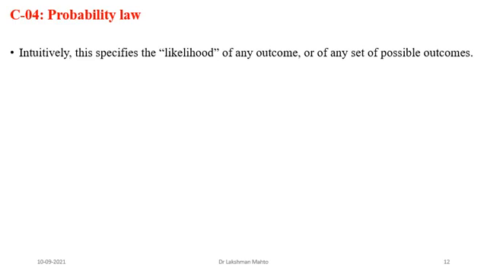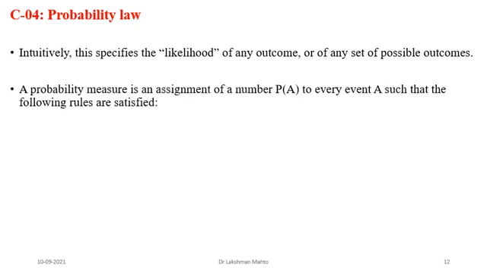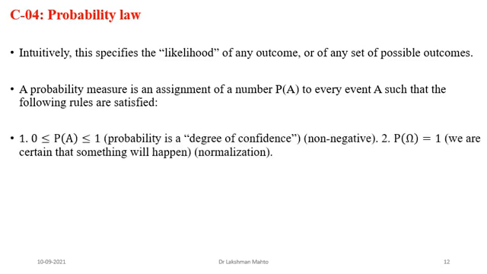Intuitively, this specifies the likelihood of an outcome or any set of possible outcomes, or simply you can say some possible likelihood of some possible outcome. So a probability measure is an assignment of the number P(A) to every event A such that it satisfies the following axioms. First, that assigned number always lies between 0 and 1, and we call it the degree of confidence.